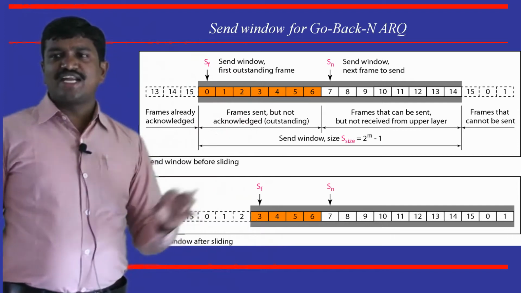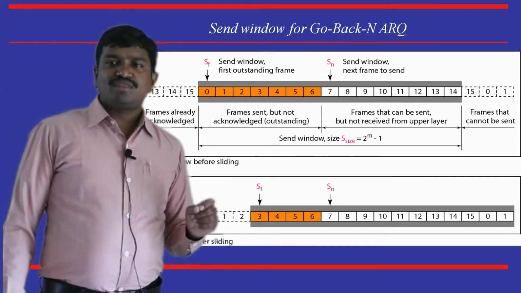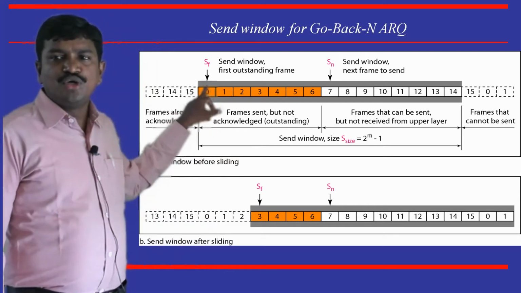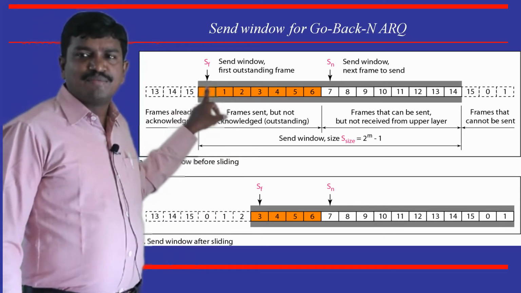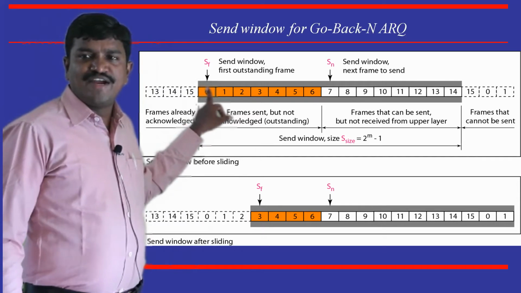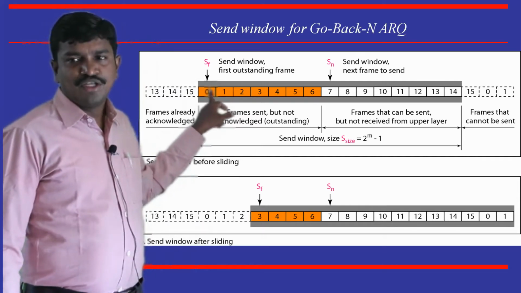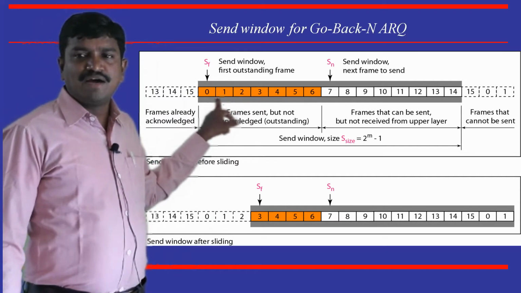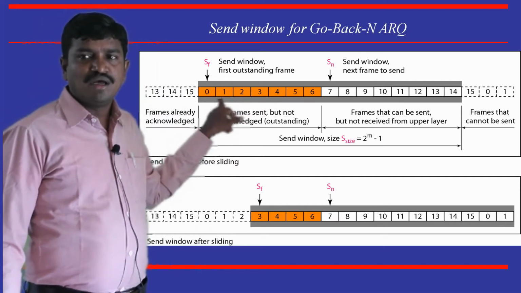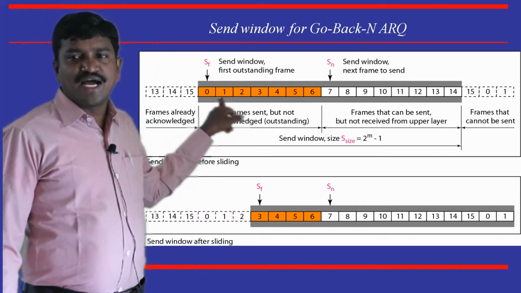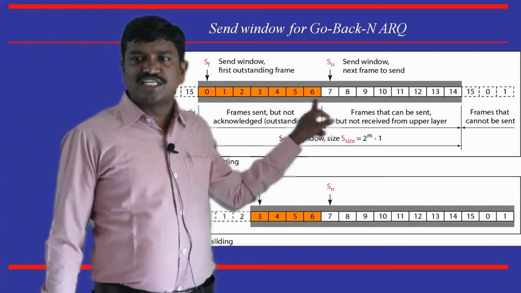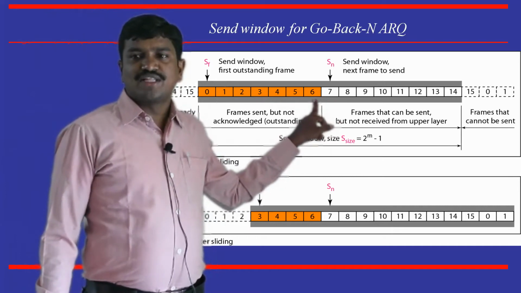We make use of control variables again. SF is one, SN is another. SF means send frame: a frame is sent and waiting for the acknowledgement. SN is set to 0. The meaning of that is we have sent these frames and are waiting for the acknowledgement. In this case we have sent up to 6 frames, so we are waiting for the acknowledgement.